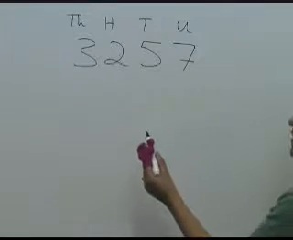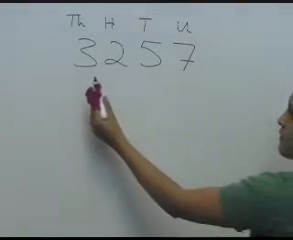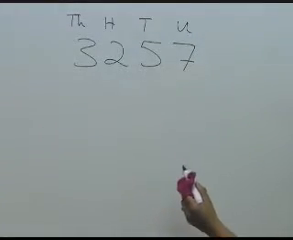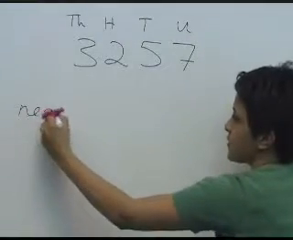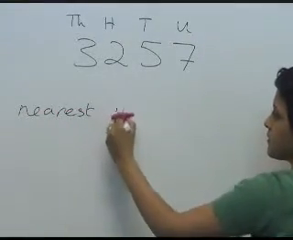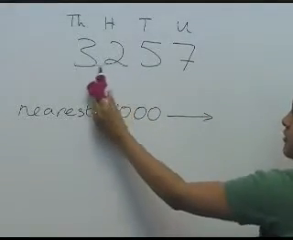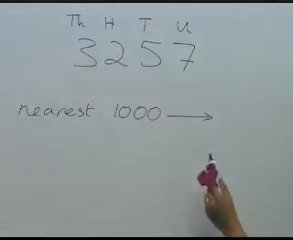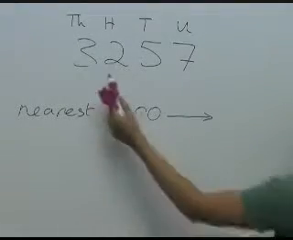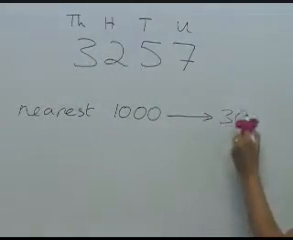Okay, so we're going to look at this in a slightly different way, where if you were rounding 3,257 to the nearest 1,000, we think about the hundreds column and we ask ourselves, is this number nearer to 3,000 or 4,000? And 3,200 is nearer to 3,000.